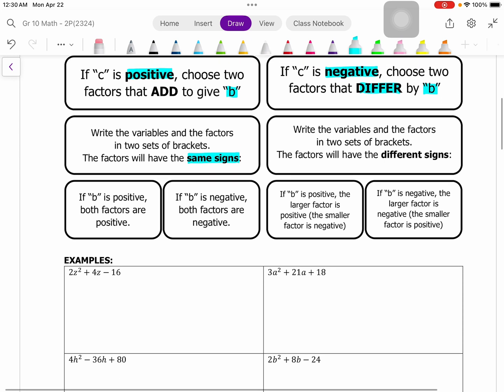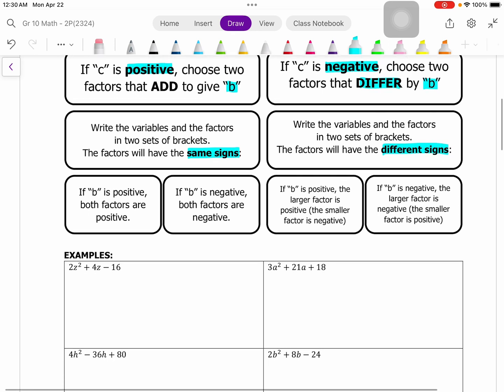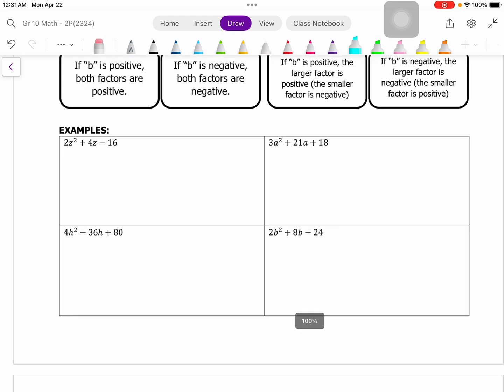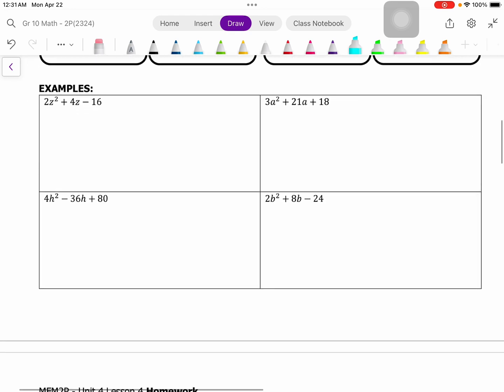Now, if c is negative, then we're going to write the variables and factors in two sets of brackets, and this time the factors are going to have different signs because a positive and a negative will multiply to give us a negative c. So if the b is positive, then the larger factor is positive and the smaller is negative, whereas if b is negative, the larger factor is going to be negative. So we'll take a look at some of these, and hopefully that flowchart will help make a bit more sense.